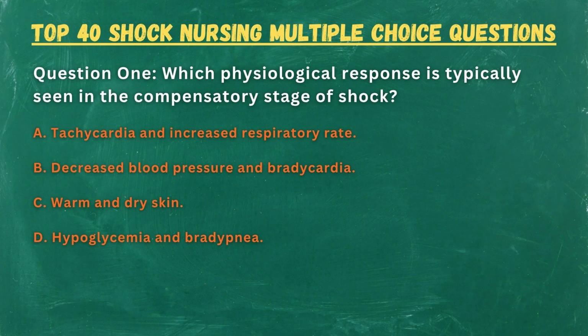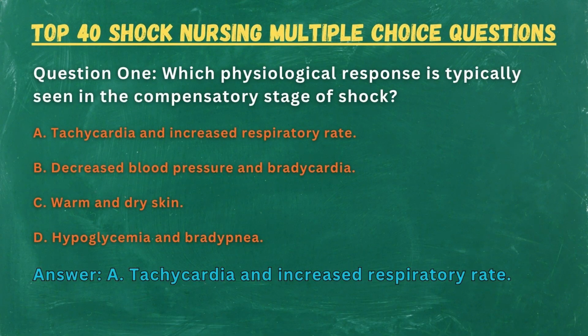Question 1. Which physiological response is typically seen in the compensatory stage of shock? A. Tachycardia and increased respiratory rate. B. Decreased blood pressure and bradycardia. C. Warm and dry skin. D. Hypoglycemia and bradypnea. Answer. A. Tachycardia and increased respiratory rate.